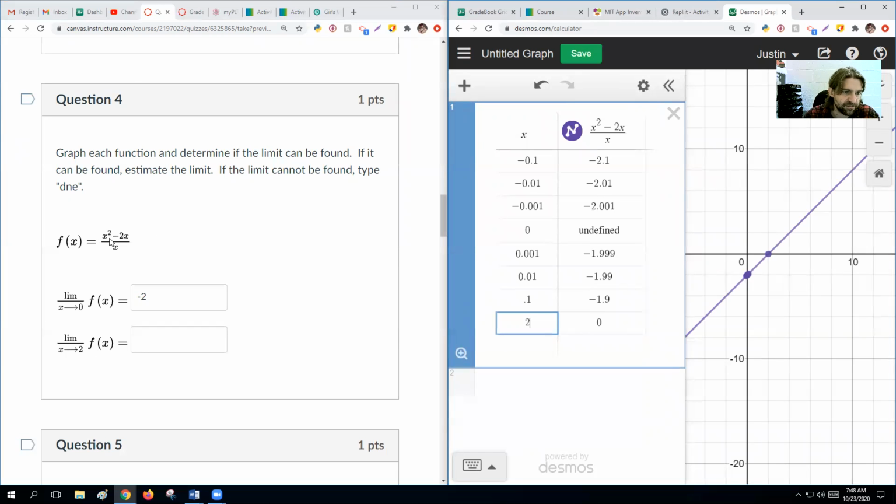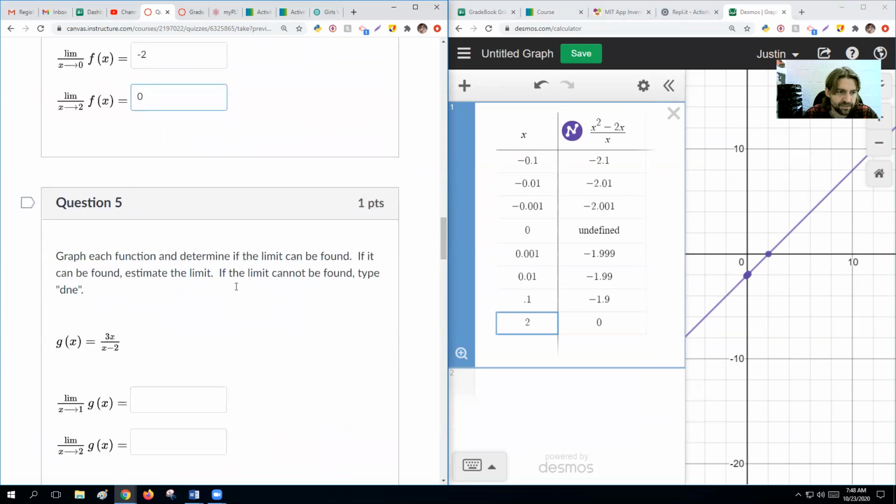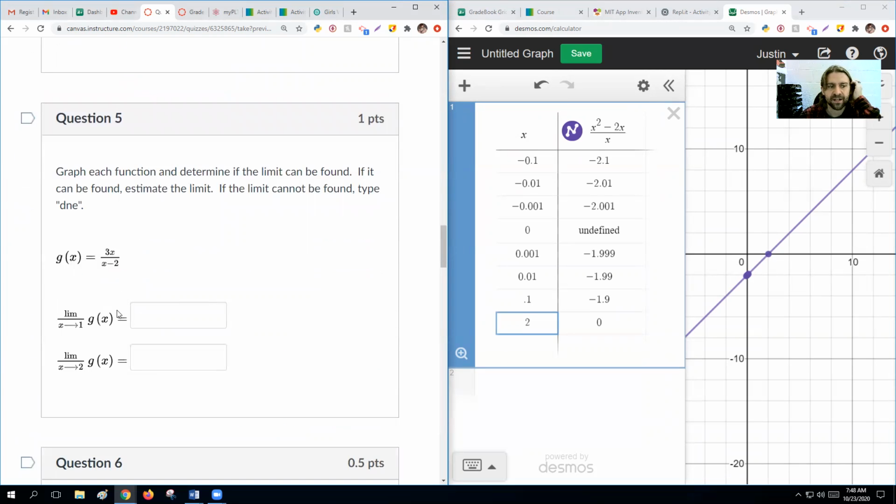If I plug 2 in, we get what? 4 minus 4 over 2. So we get 0. So these problems here are seeing if we can plug it in. We plug it in. If we can't, we can't. All right. Let's look at this next one here.